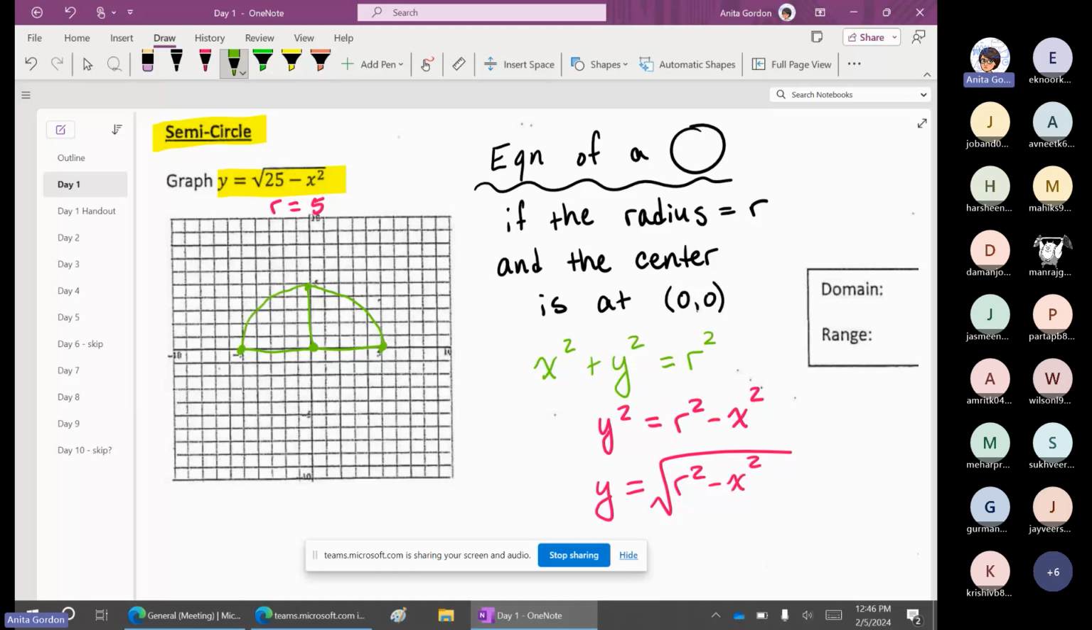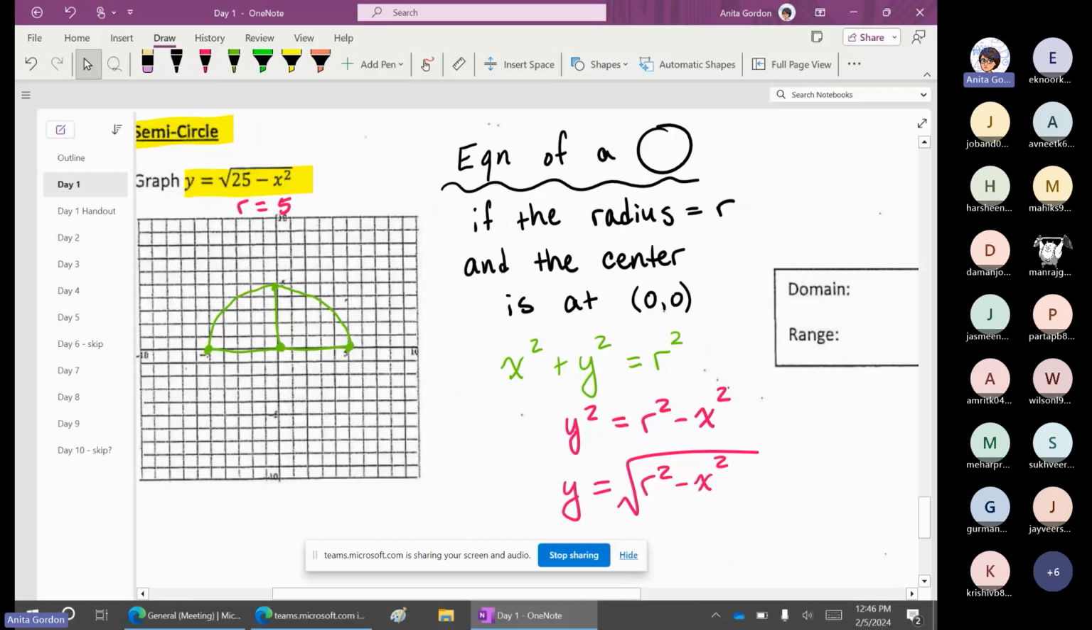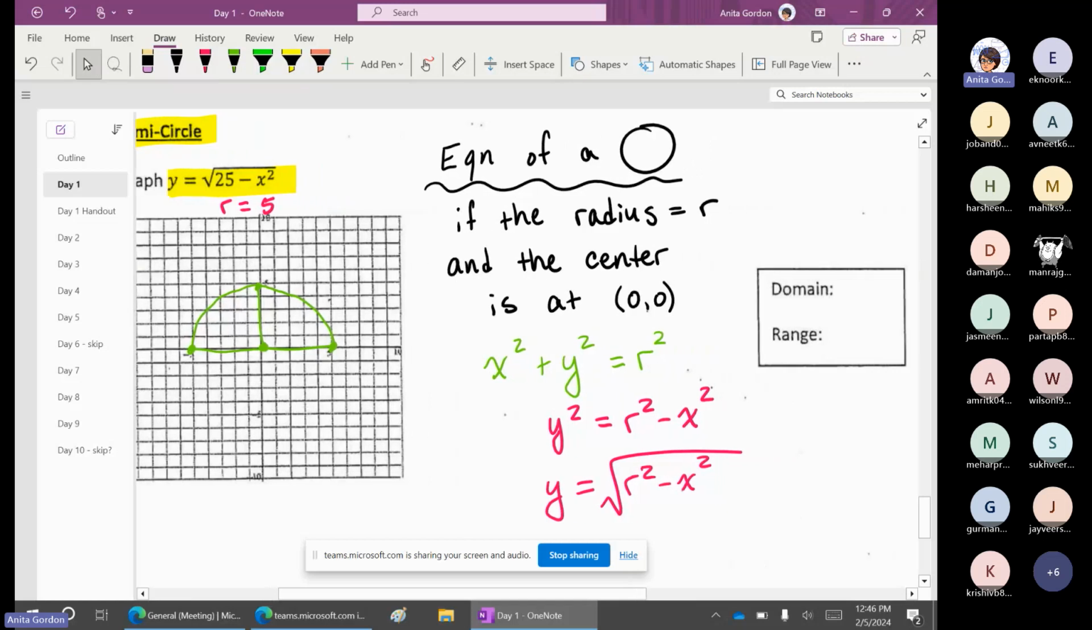All right, so this is a half circle because, again, I have a square root. What happens if I say x is 6? I have 25 minus 36. I end up with a negative number in my square root, which I can't have. So when we graph these kinds of questions, we have to be really mindful of the restrictions here. All right, we have a picture, we have an equation. What is the domain?